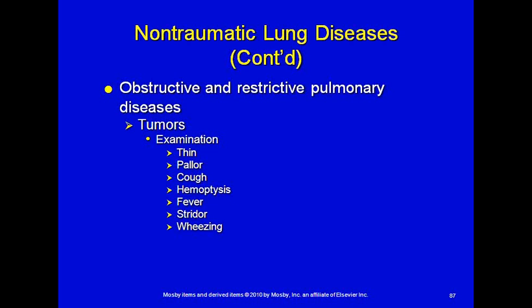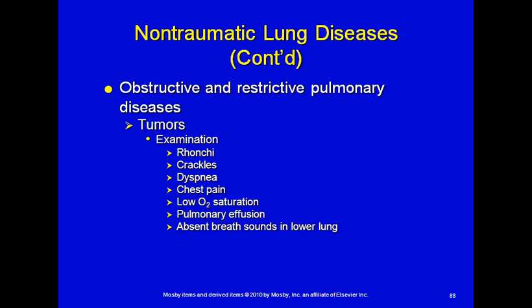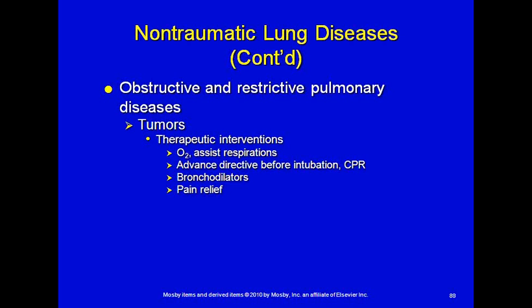They may be thin or emaciated, pale, may have a cough, maybe coughing up blood, fever, may have some narrowing of the upper airways if the tumor is in the upper airways, wheezing if the bronchioles are narrowed as well, all kinds of lung sounds from crackles to rhonchi to wheezes. They'll be short of breath, have chest pain, low sats. They may develop a pulmonary effusion, which you would see on a chest x-ray as well. You may hear a friction rub. The breath sounds may be absent or diminished, particularly in the lower lobes.